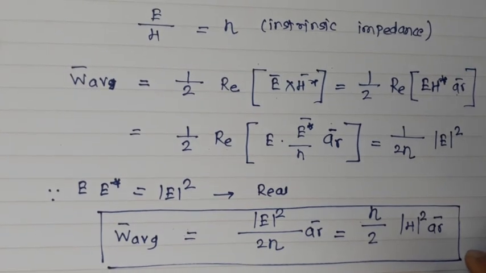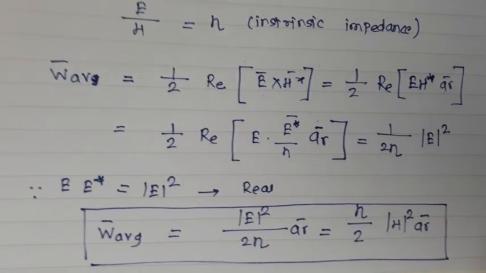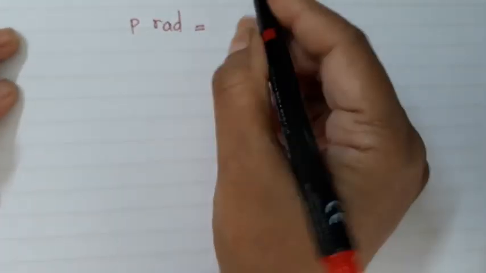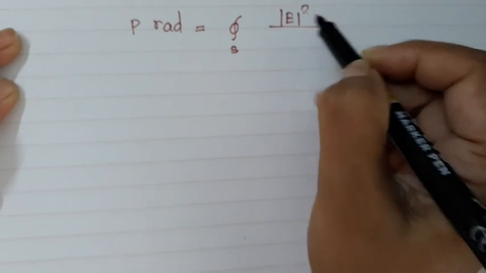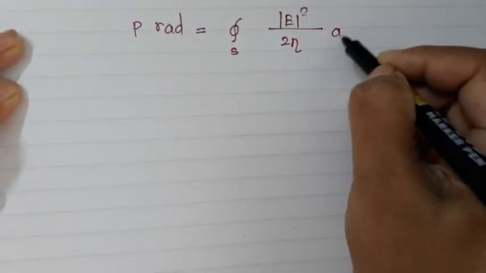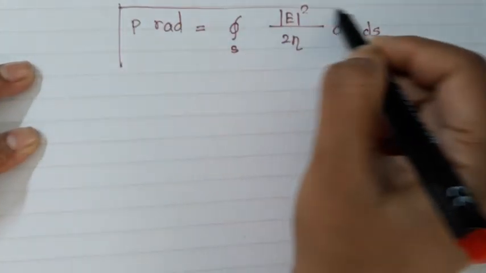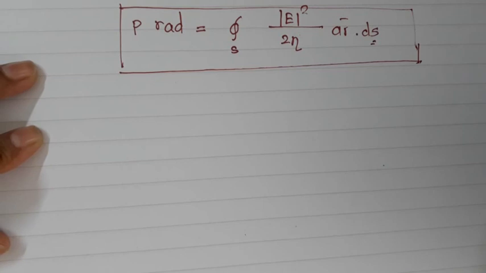Now let us talk about the radiated power. The power radiated, P radiated, can be written as the closed surface integral of mod E square divided by 2 eta a_r ds. Here ds is the incremental area. So this is the radiated power, and we have seen the power density. Let us stop here. Thank you.